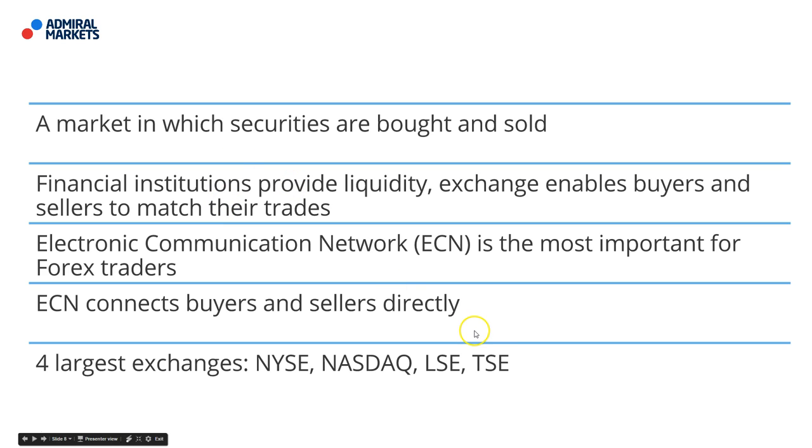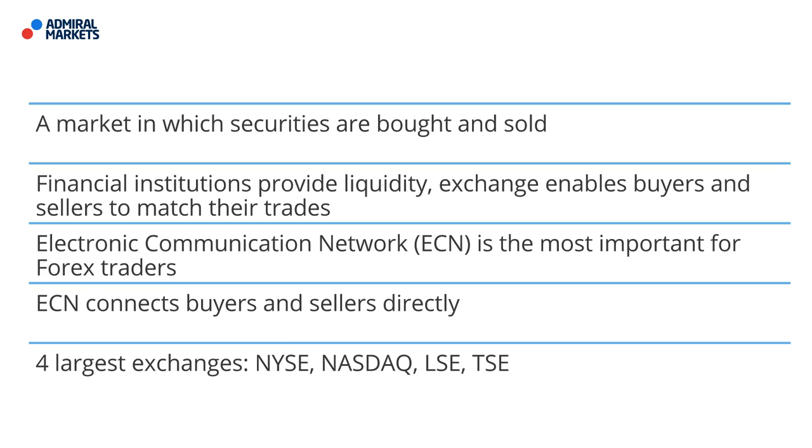Now, the electronic communication network, or ECN, is the most important for Forex traders. Since an ECN broker integrates price quotations from several participants in the market, it can offer its clients tighter ask-bid spreads that wouldn't otherwise be accessible to them. By effectively using ECN, you will be able to trade with extremely low spreads.